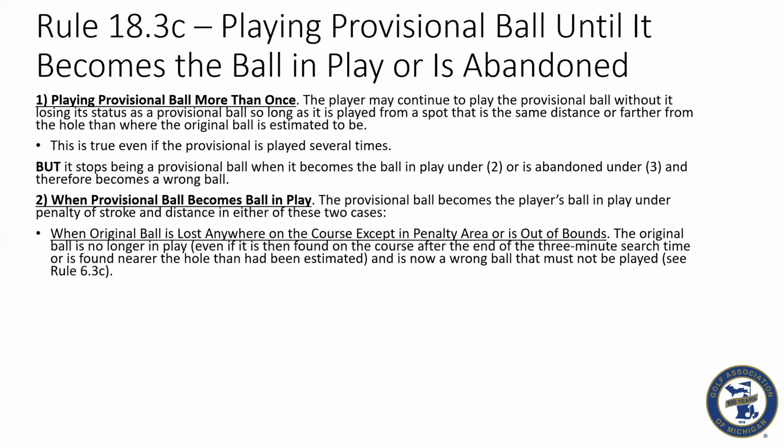Okay, so when does a provisional ball become the ball in play? It becomes in play in either of these two cases under stroke and distance. When the original ball is lost anywhere on the course except in a penalty area or is out of bounds, the original ball is no longer in play, even if it is then found on the course after the end of the 3-minute search time, or is found nearer the hole than had been estimated. It is now a wrong ball and must not be played.